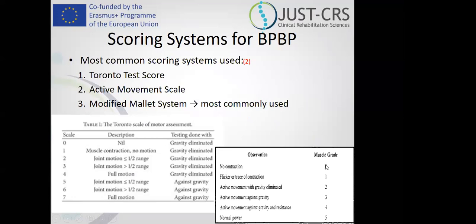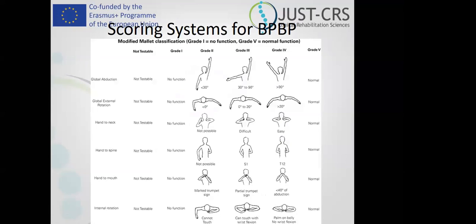The Active Movement Scale is similar. It's from 0 to 5, where 0 means no contraction and 5 means normal power. The Modified Mallet classification is a bit different because it uses function as the classification criterion. There are 5 grades, from 1 up to 5, for the different motions.